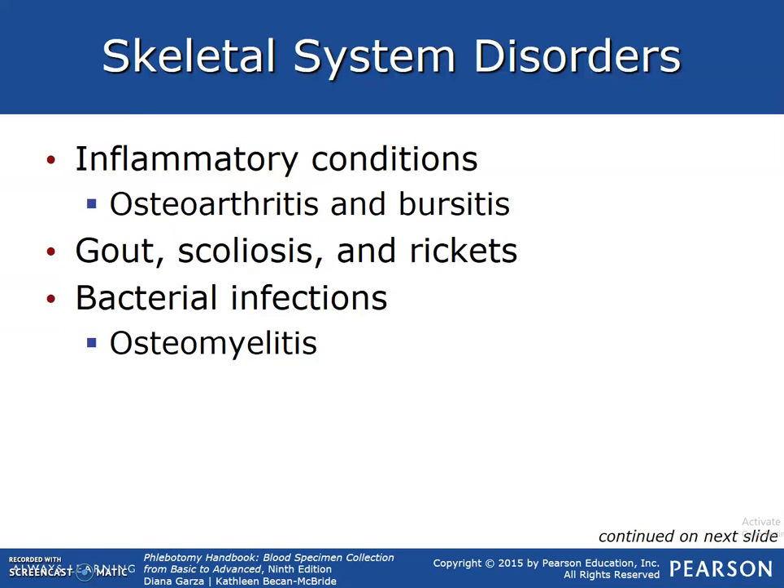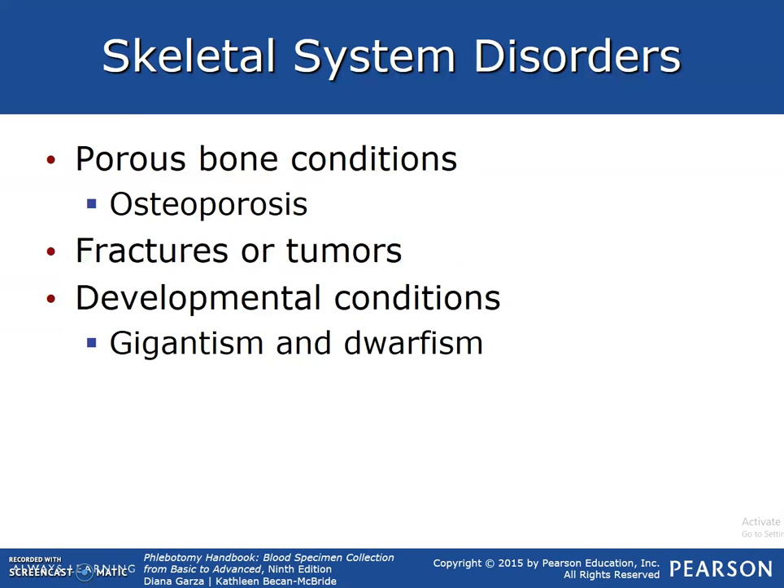The inflammatory conditions: osteoarthritis, and bursitis, which is an inflammation of the bursa. Gout, sclerosis, and rickets. Bacterial infections, so osteomyelitis, are an inflammation of the bone. This is commonly seen in finger sticks in infants less than 1 year of age because the likelihood of the lancet hitting the bone is extremely high.